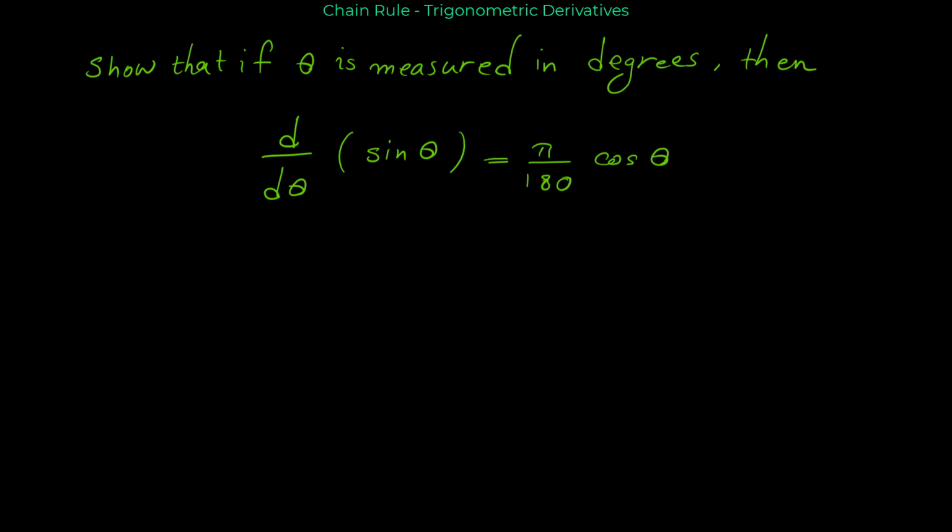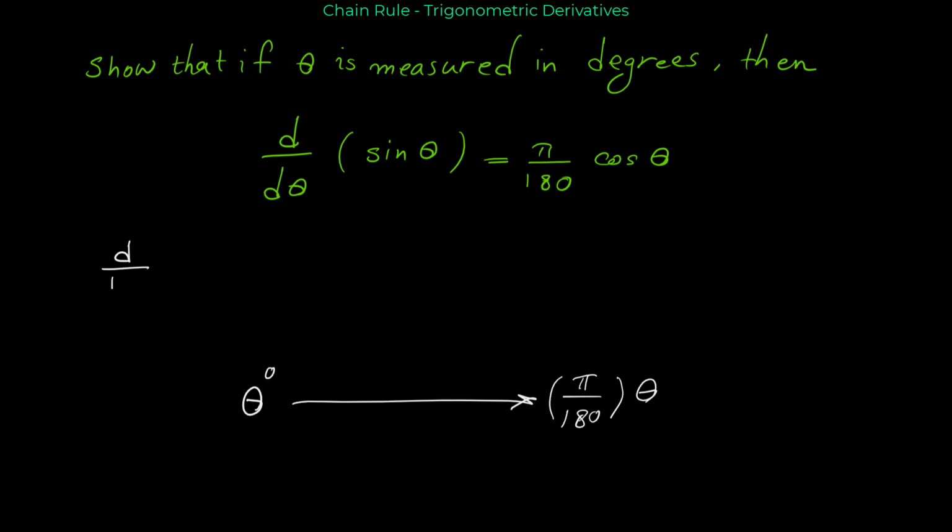Let me remind you that if an angle theta is measured in degrees, then for converting it from degrees to radians, we have to multiply that angle by pi over 180. So if we multiply the value of the angle theta by pi over 180, then the angle is in radians. So we use this rule here.